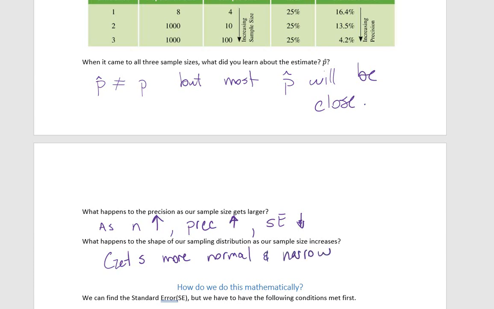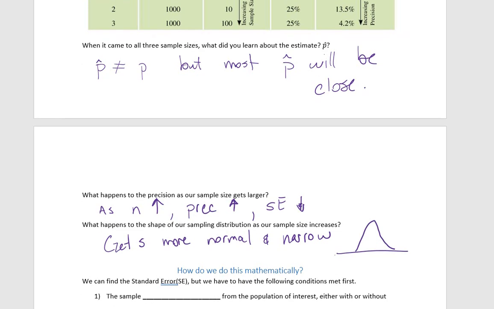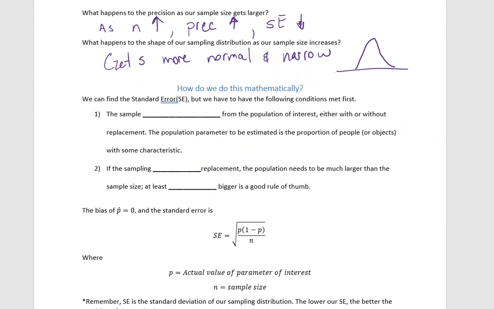It gets more narrow because our standard error decreases. Now, we can find the standard error, but we have to make sure that we have the following conditions met. So finding bias, that's one thing, but finding the standard error, here's what we have to do: first, we have to make sure that our sample is randomly collected. Okay, what that's going to do is reduce bias.